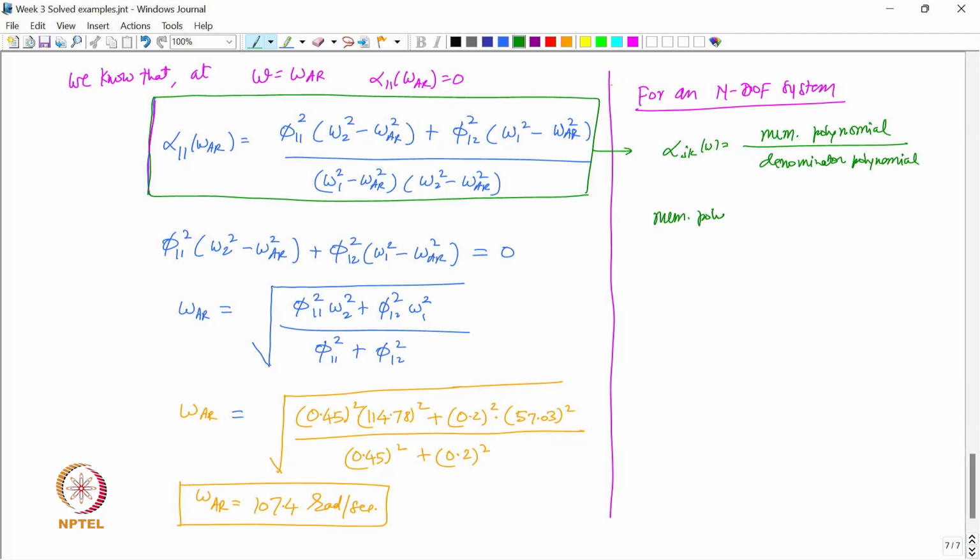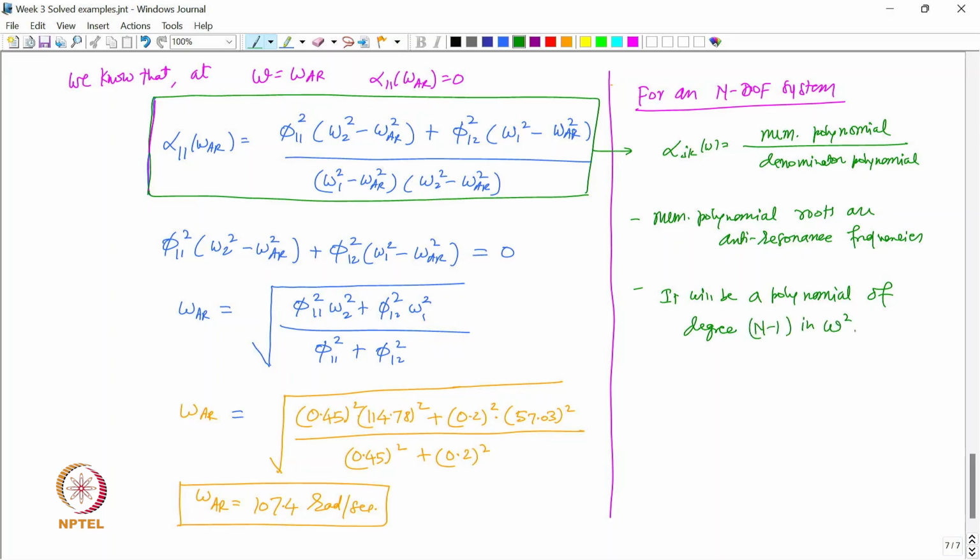Numerator polynomial roots are anti-resonant frequencies, right, and it will be a polynomial of degree n minus 1 in omega square, correct.